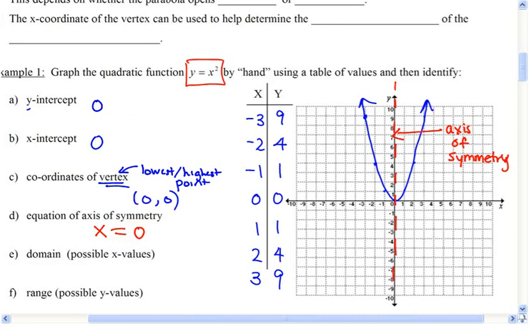Domain, which was a term I think you learned last year, the possible values of x. What are the possible values of x of this parabola? Well, in this case, it's not just negative 3 to 3 because I put arrows here. If you look at the whole thing, it goes on forever to the left, forever to the right. What did we call that last year? Infinity. Well, there's two ways of doing it. You can say something like this: x is all real numbers.